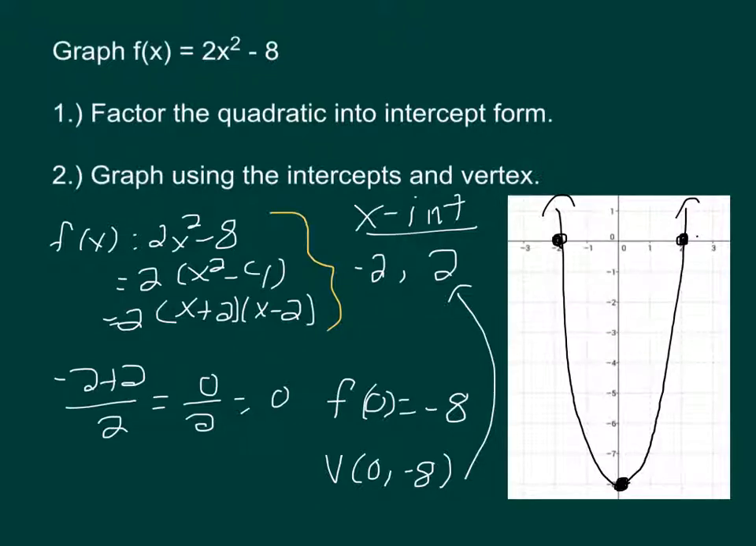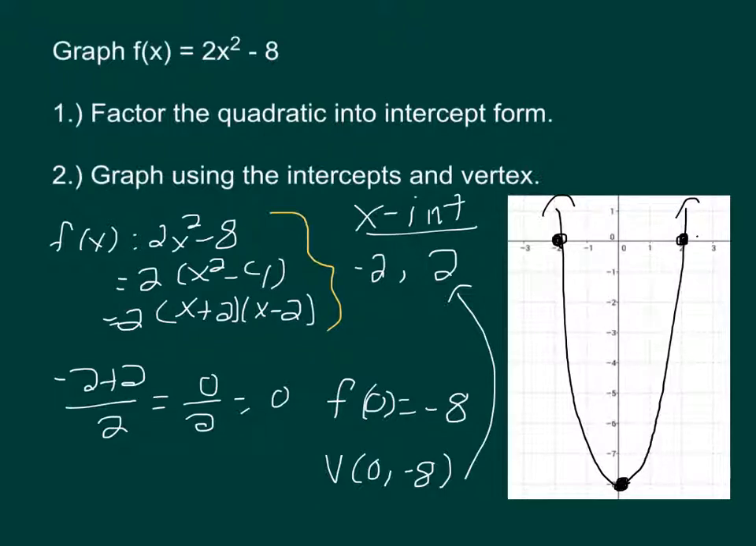You'll notice it opens up. The 2 was positive. It shifted down 8 units. That's where its vertex is. It's narrow because the coefficient is 2, which has an absolute value greater than 1. And that's all that it takes.